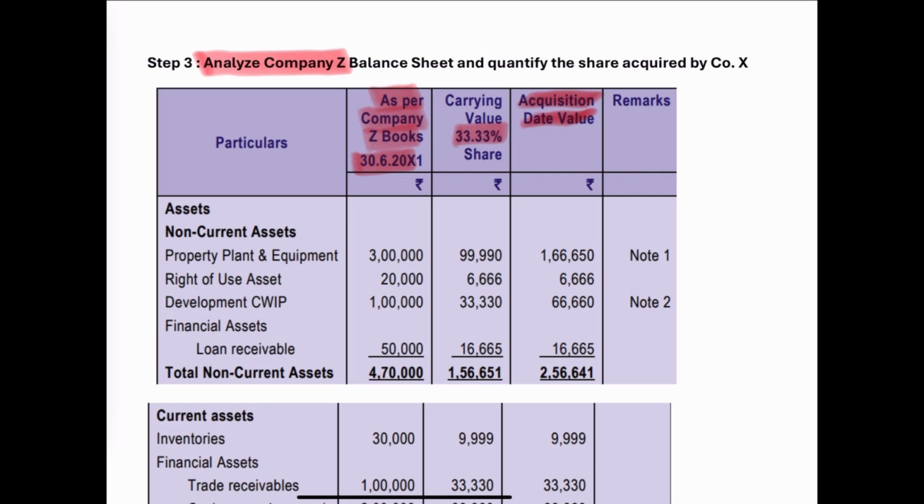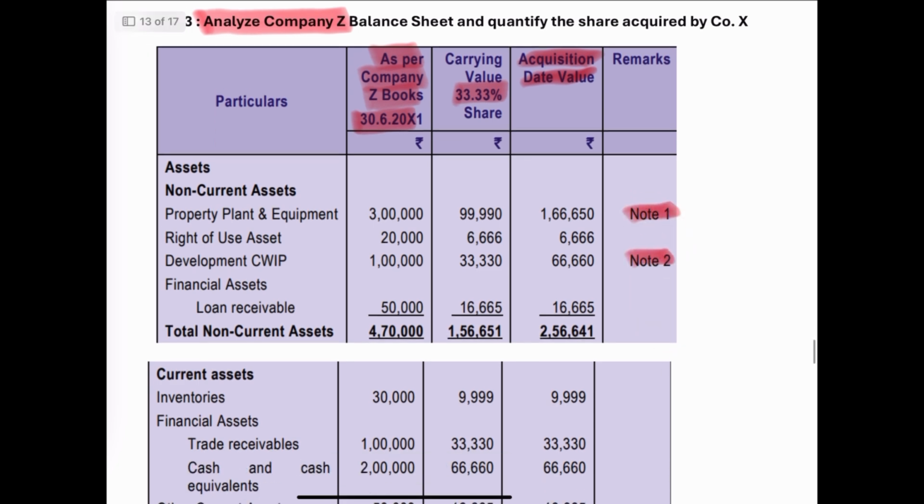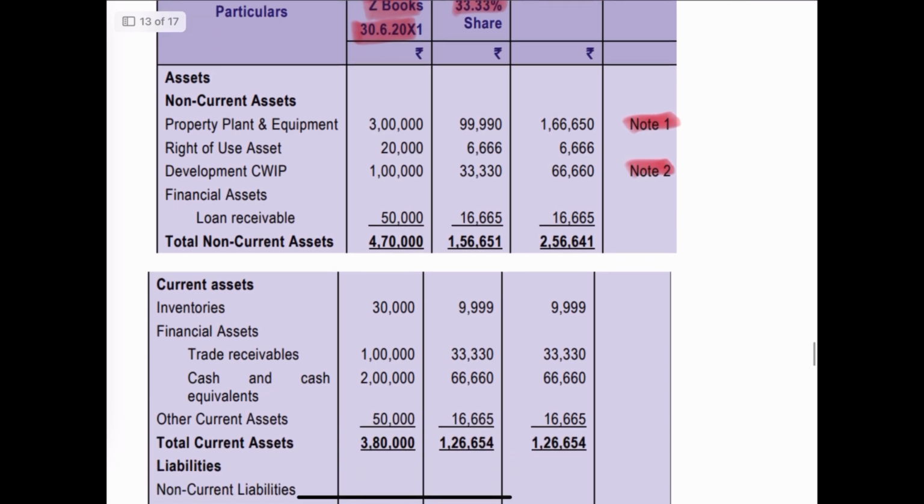They have also given the fair value of certain assets. So let's take the fair value of those assets being taken over. I mean the ratio, or 33% of the fair value of the assets, how much is being taken over by company X. That we'll try to fill in this column, and here we have given some working on how those fair value ratios have been worked out.